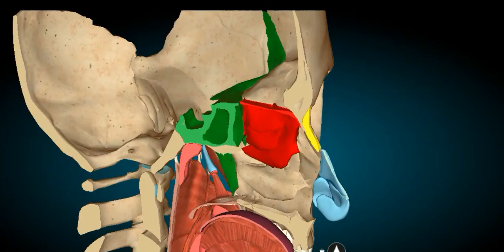Now we will talk about the roof of the nasal cavity. As we know, the roof of the nasal cavity is made of three parts: the anterior slope part, the middle horizontal part, and the posterior slope part. The anterior slope part, shown in yellow here, is made by the nasal bone. And the middle horizontal part, shown in red here, is made by the cribriform plate of ethmoidal bone. And the posterior slope part, shown in green here, is made mainly by the body of sphenoidal bone.